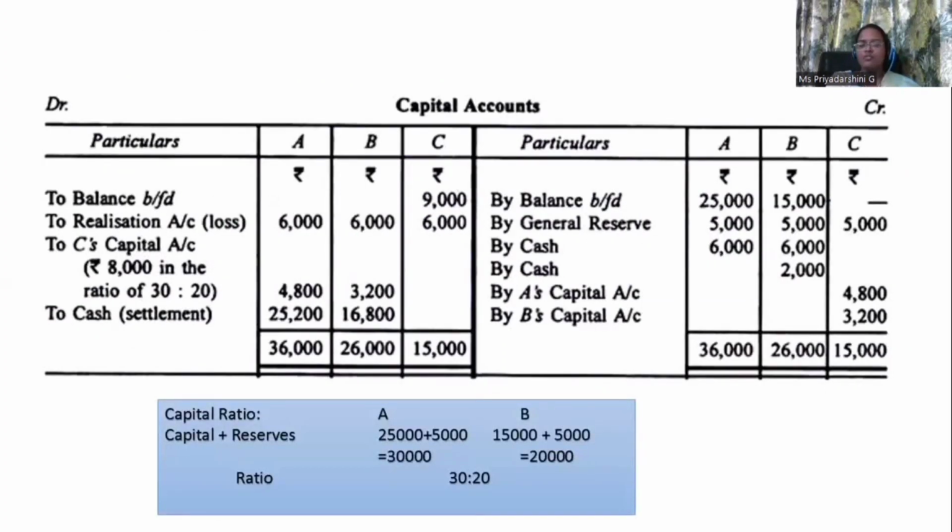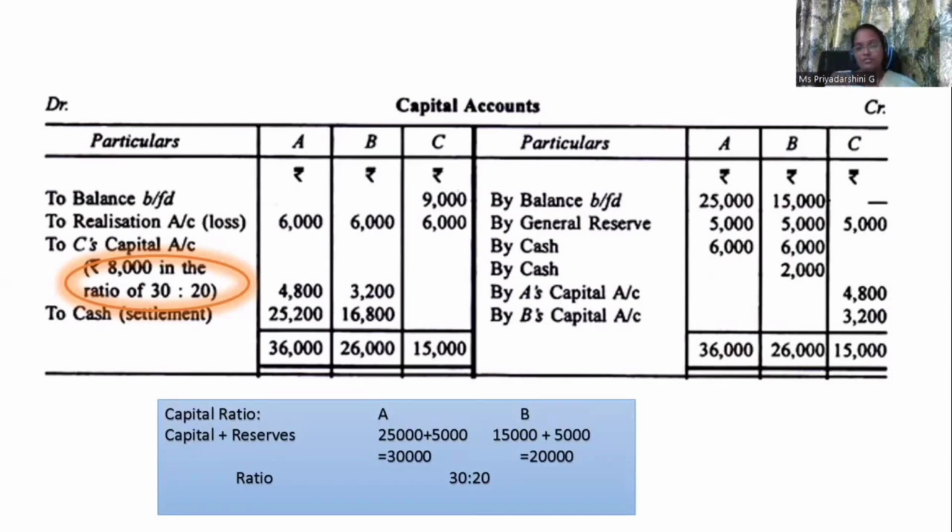Let's see the capital account, what would be the difference. The only difference is the capital sharing ratio of the capital loss. C's 8,000 loss has been borne by A and B in the capital ratio. In the previous fixed capital method, it was just 25:15. But it is different here. What is the difference? See the working note below. Here the capital ratio is computed in this way.